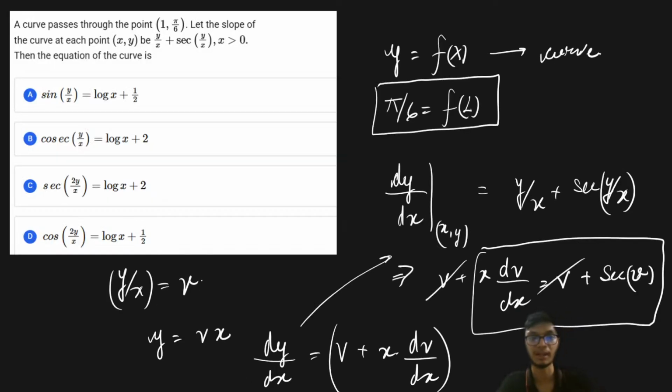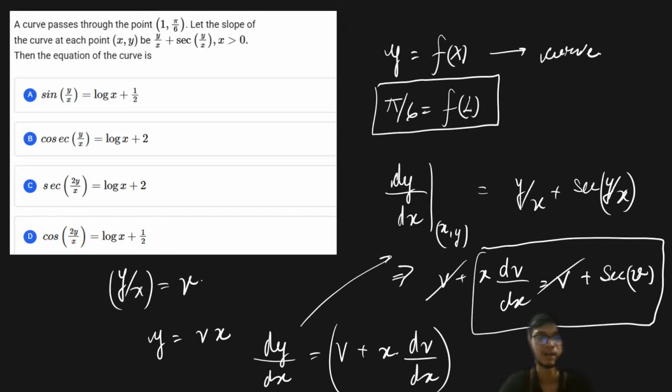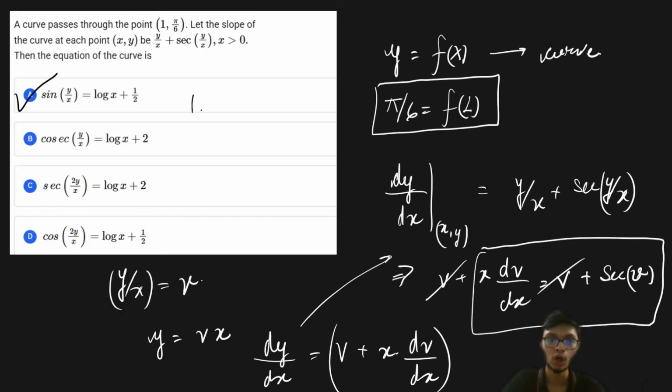So if we have this result, then it is saying that what is the equation of the curve. So the equation of curve is very simple. Sine of y by x is equal to natural log of x plus half. So that is basically option number A from this solution.